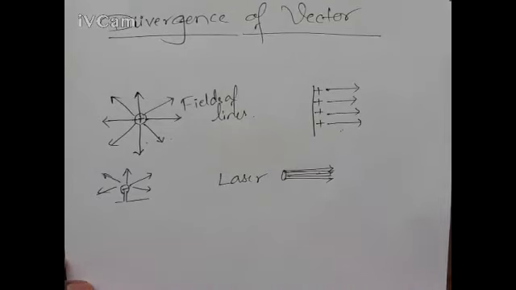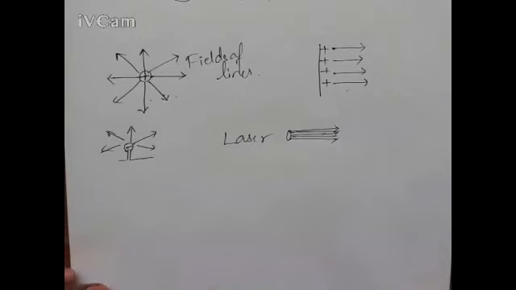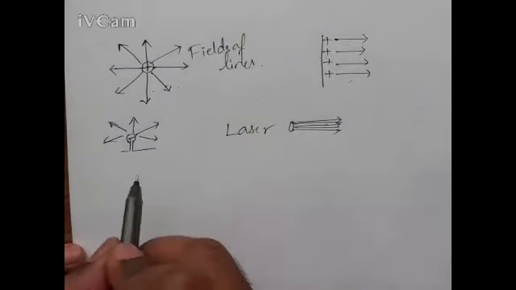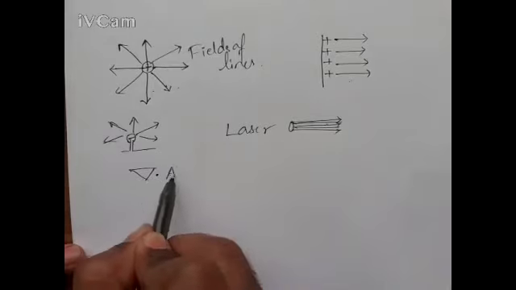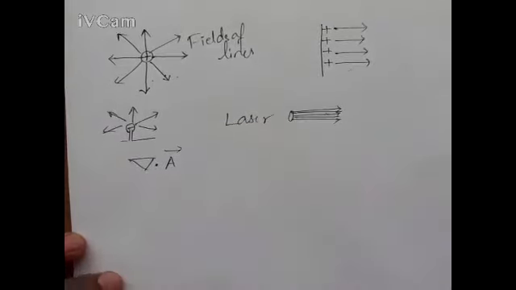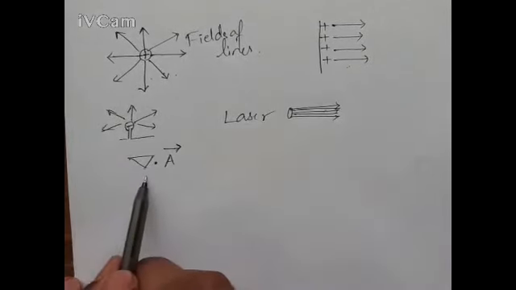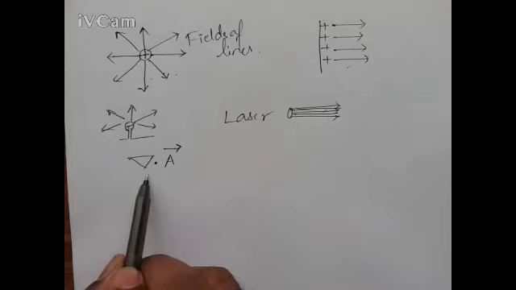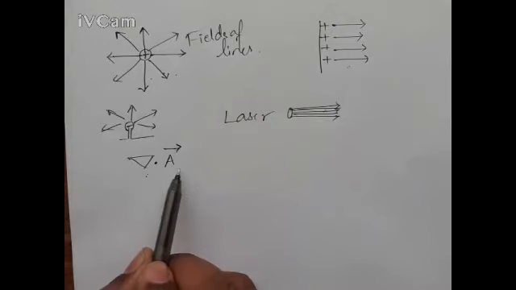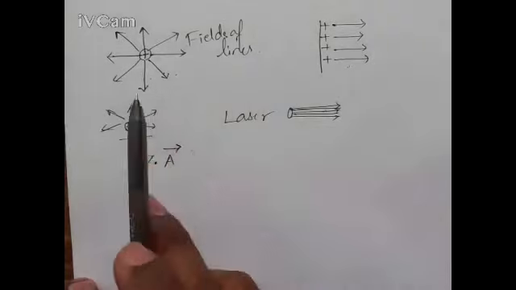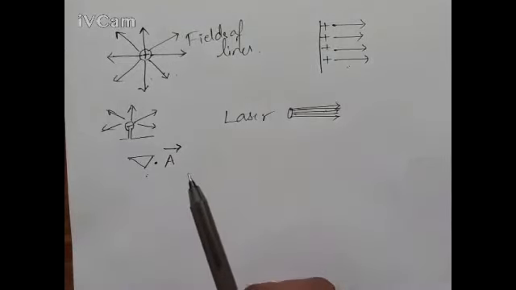So mathematically, how can we write this divergence? Divergence can be written as del dot A. This is the divergence of a vector mathematically. What is this? This is the del operator, the partial differentiation in 3 dimensions. This is del operator dot A. This is called the divergence of a vector that is departing from a single point.